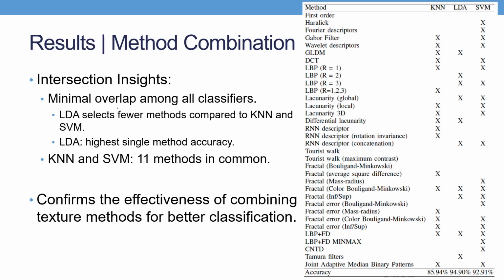We have a minimum overlap among classifiers. That's because LDA selected much fewer methods. KNN and SVM have 11 methods in common, so there's a big intersection between the 2. But this result confirms that combining methods improves accuracy. So instead of getting all features from a method, let's select just the best features overall.